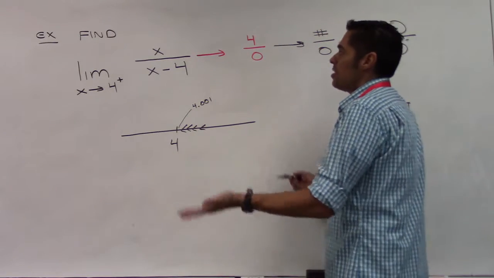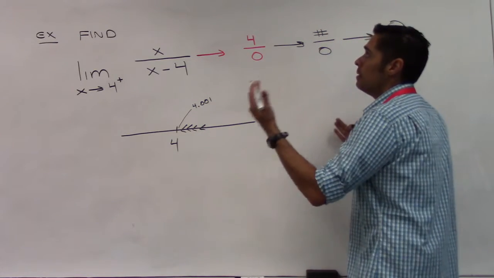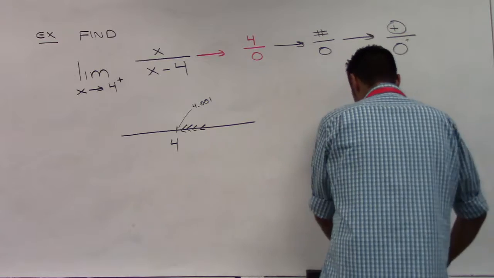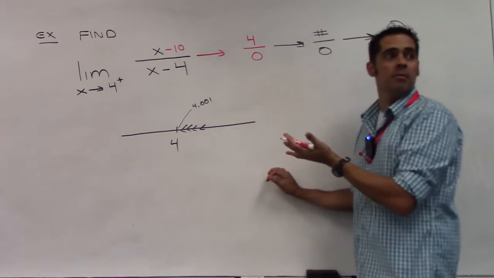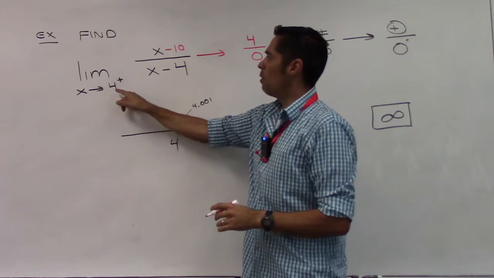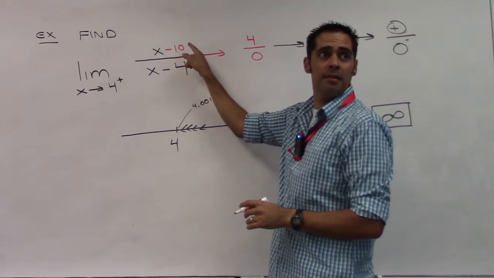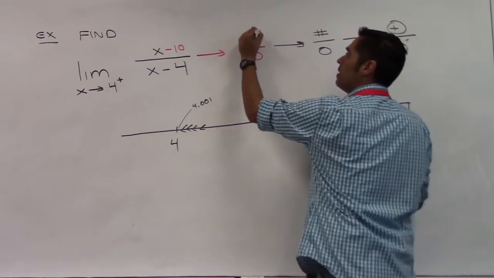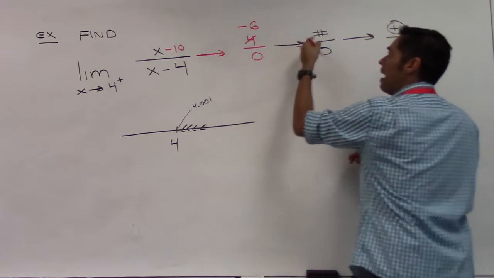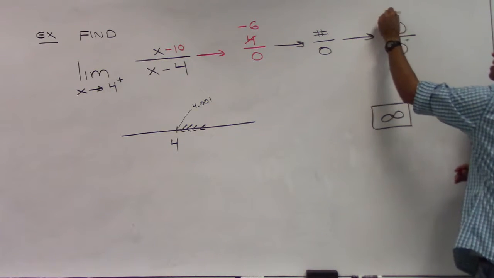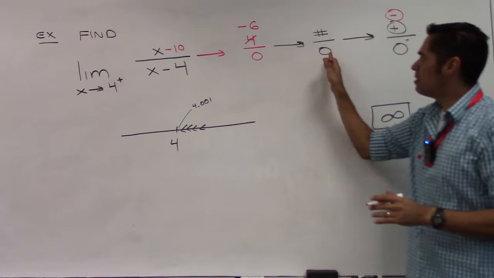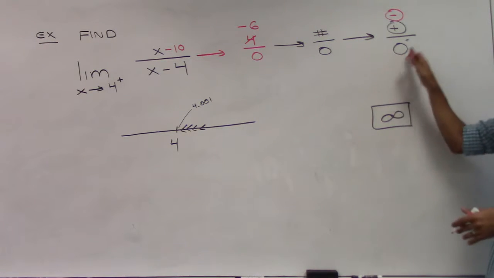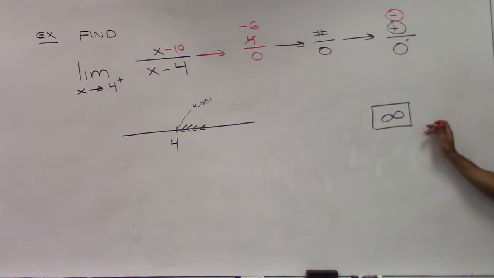Okay, to answer your question, let's just say this problem would have been x minus 10. Then plug in 4 and you would get what? 4 minus 10, negative 6. So this would now be a negative 6, wouldn't it? So I have a number on top, but I know that number is negative, right? The bottom is still going to 0. The bottom is still going to be a positive number. Now the answer would be negative infinity.